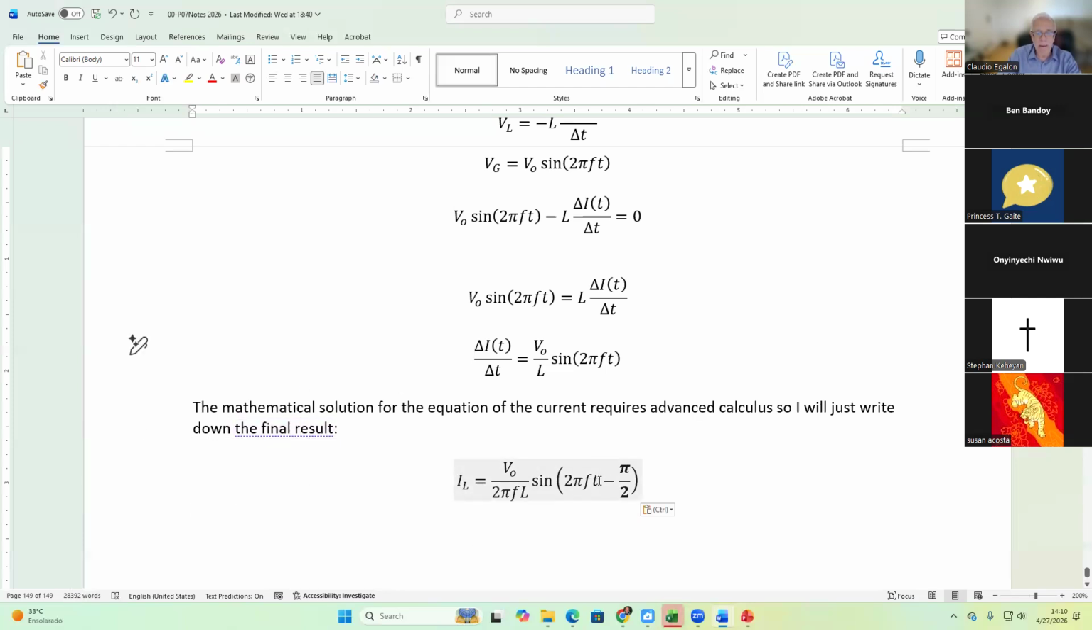Okay, that's how it looks. This negative here means that the current is lagging the voltage in the circuit. Here's the equation for the voltage in the circuit. Here's the equation for the current in the circuit. Notice that we have an additional term, V naught over 2 pi F, downstairs.